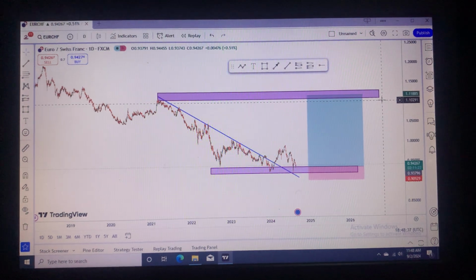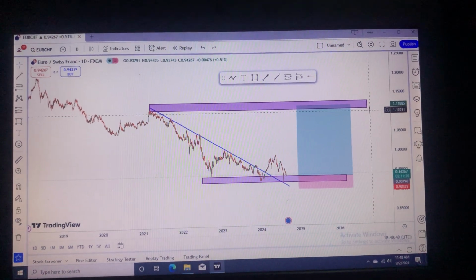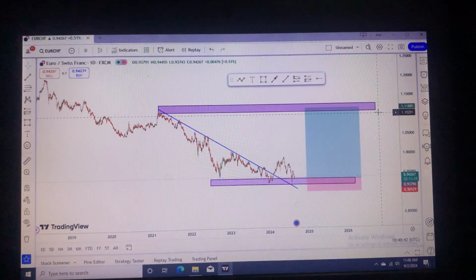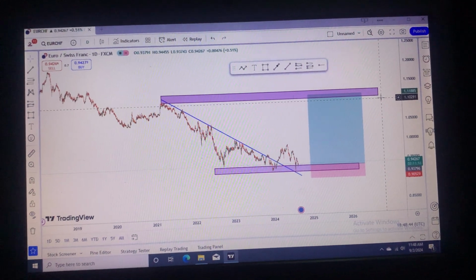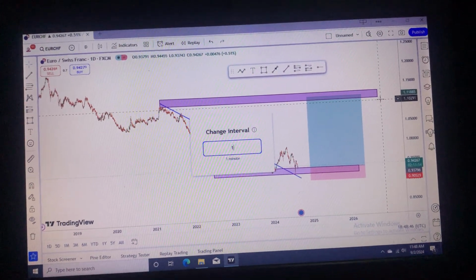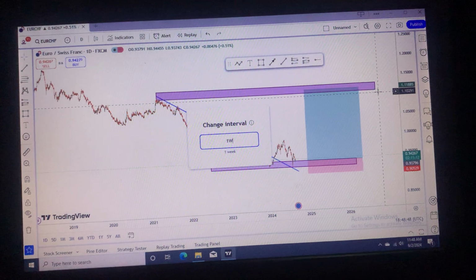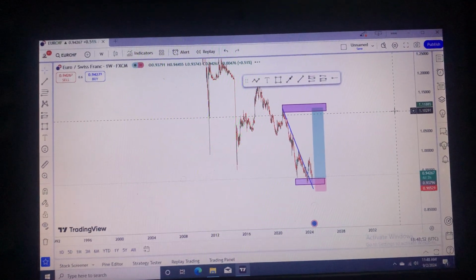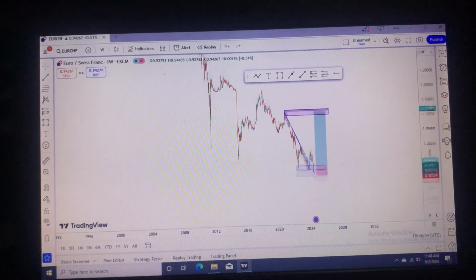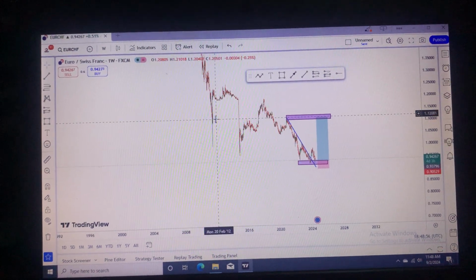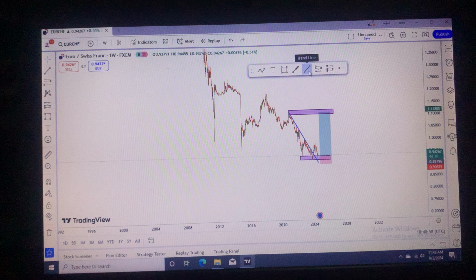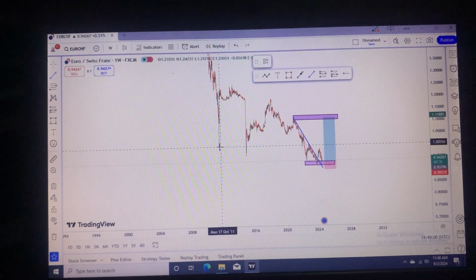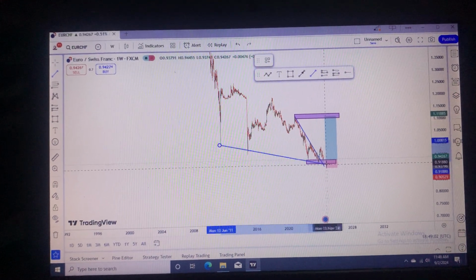So now we need to switch to weekly time frame to know the strong points, what can delay the movement. So now let's switch to weekly time frame. So this is the weekly time frame here. As you can all see here, there's a trend line here on the weekly time frame.